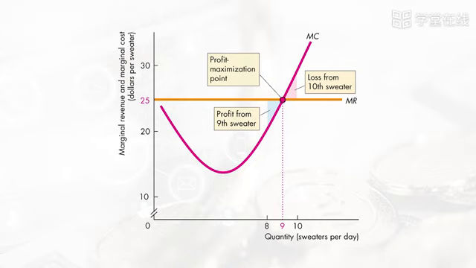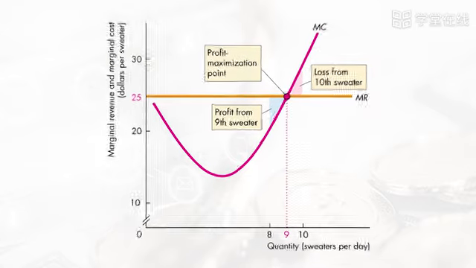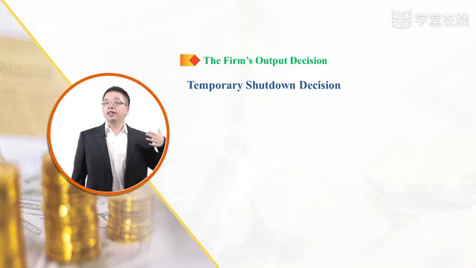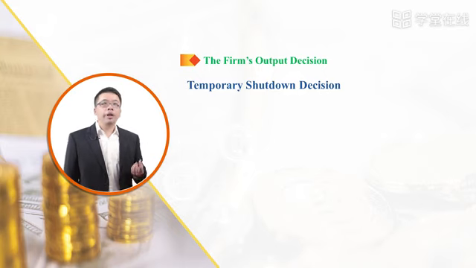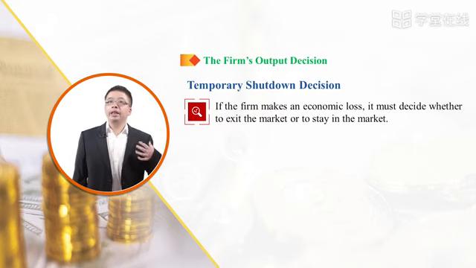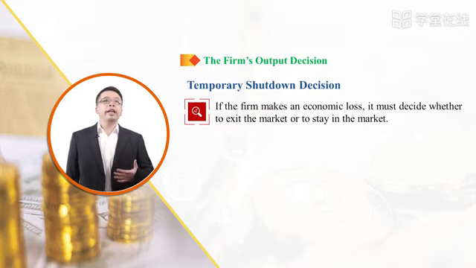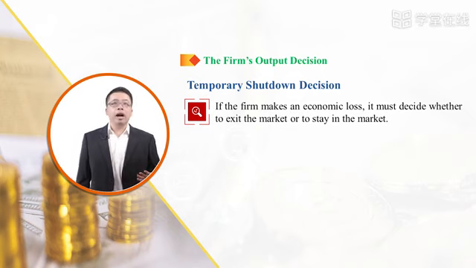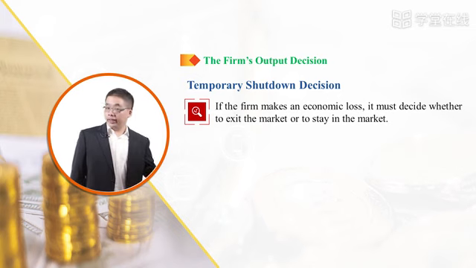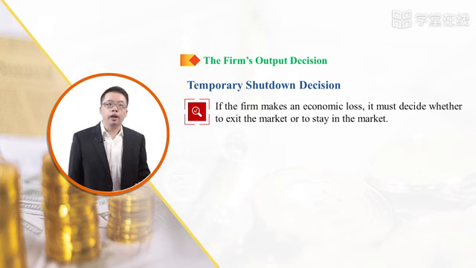After knowing a firm's optimal decision using MR equals MC, we can talk about the topic of the temporary shutdown decision. If a firm in a perfectly competitive market makes an economic loss, it may decide whether to exit the market or stay in the market. They can make that decision in the long run.